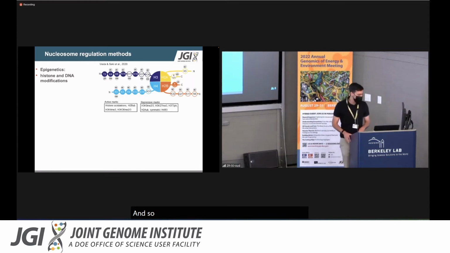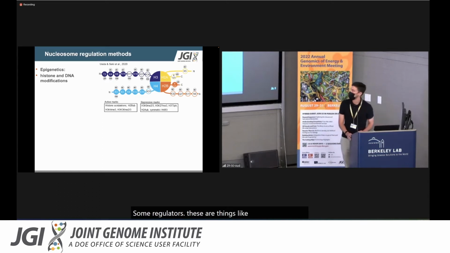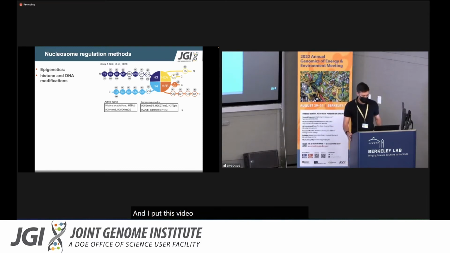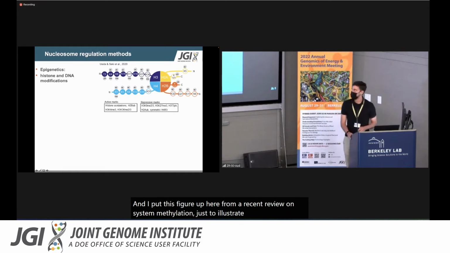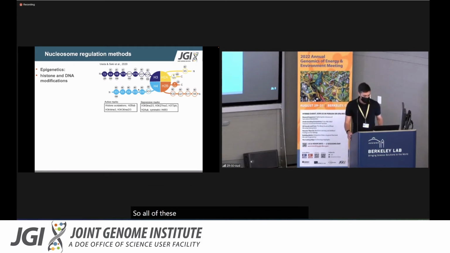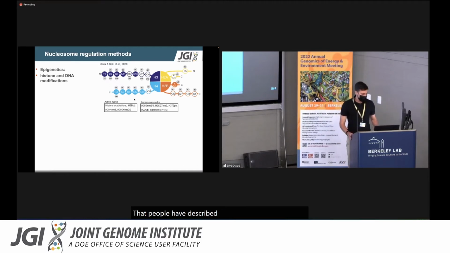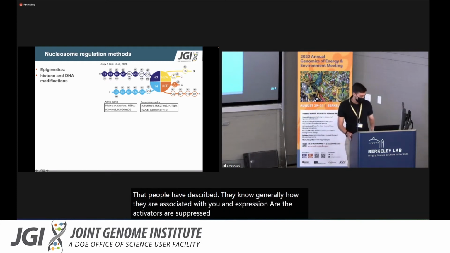There's been a lot of work done on these dynamic nucleosome regulators. These are things like chromatin remodeling complexes and epigenetic machinery. I put this figure up here from a recent review on histone methylation just to illustrate the depth of knowledge we have on some of these types of regulators. All of these little gray circles are different modifications of histones that people have described. They know generally how they are associated with gene expression: are they activators or suppressors, et cetera?